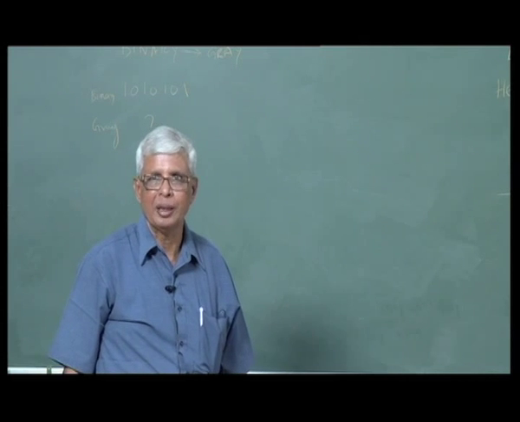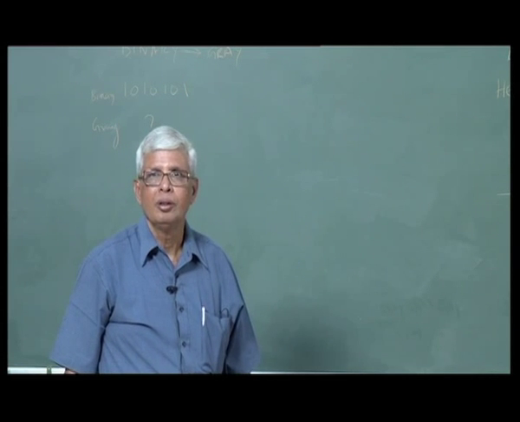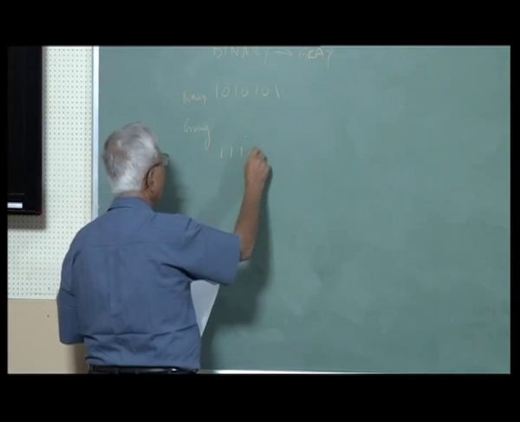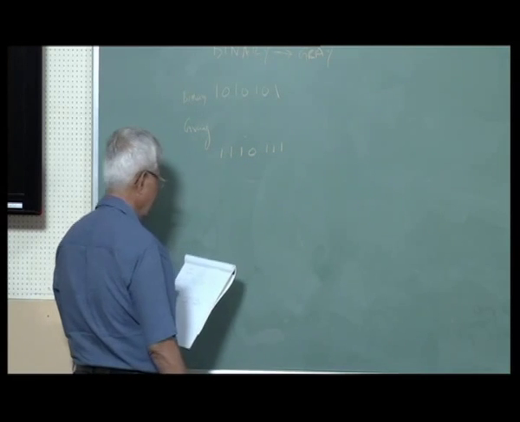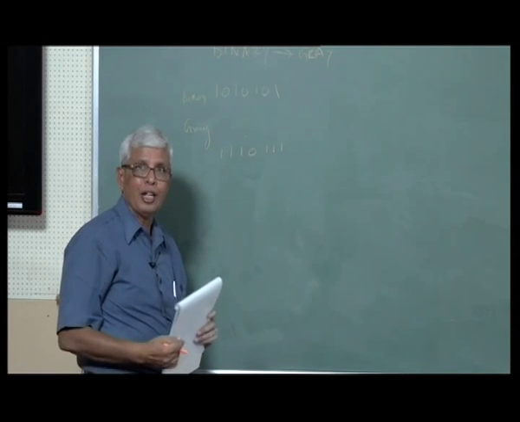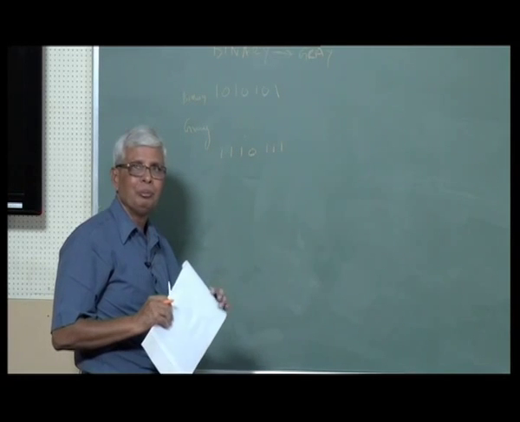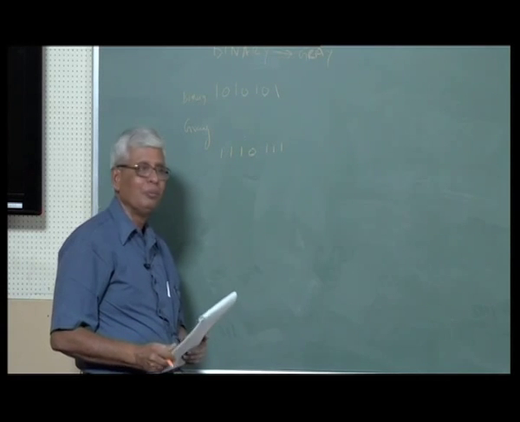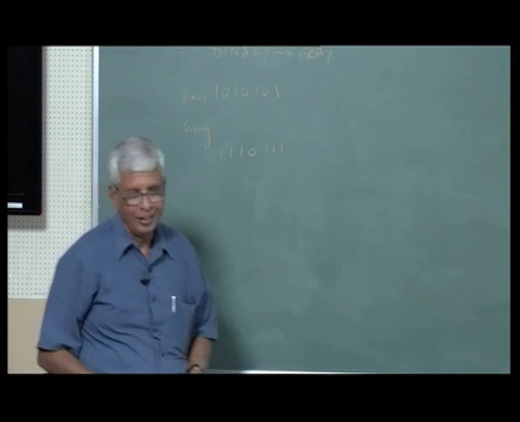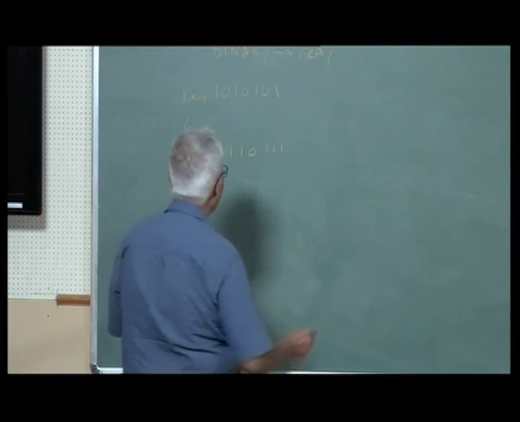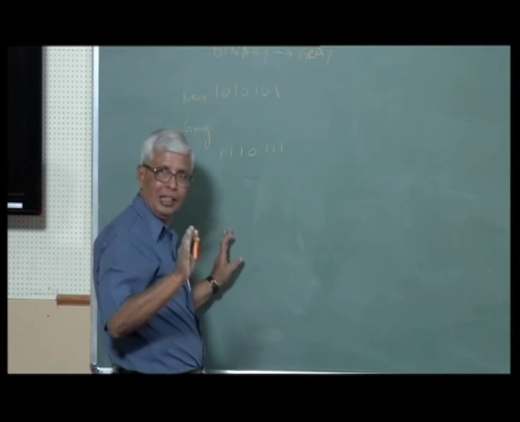Yes, please tell me. 1110111. 1110, 0111. How did you get it in the gray code? Sir, I converted it to the table which you taught in the last class and I matched it up. Okay, that is one way of doing it, but that is not the correct approach because it's very easy to do. I will tell you now.